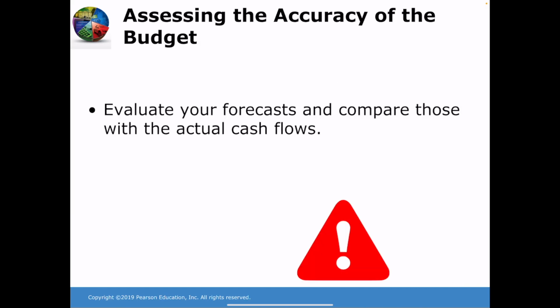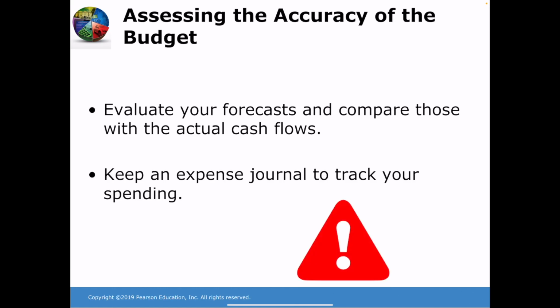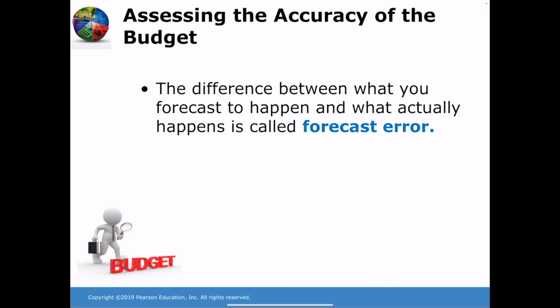You need to evaluate your forecasts and compare those with the actual cash flows. So again, you're going to create this annual budget, and then you're going to evaluate what you forecasted with what you actually are doing. The best way is to keep an expense journal to track your spending. The difference between what you forecast to happen and what actually happens is called forecast error.